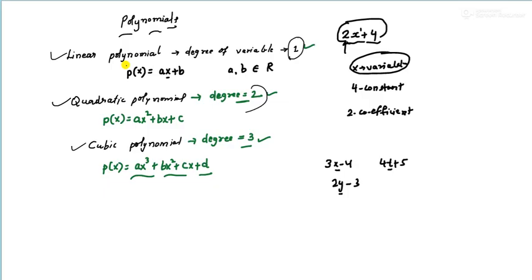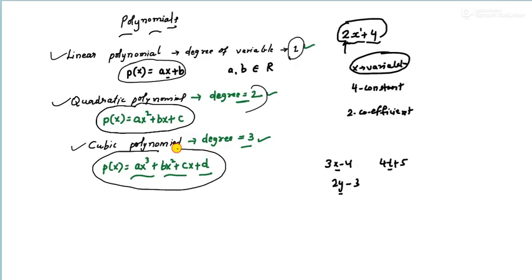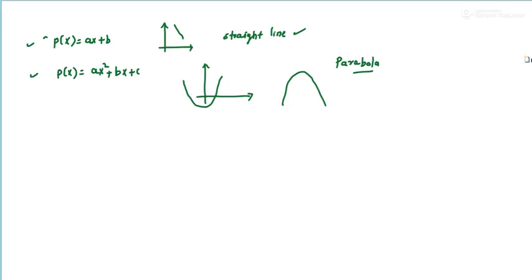And you all know the standard form. So this is the standard form of linear, ax plus b. For quadratic, it is ax square plus bx plus c. And for cubic, it is ax cube plus bx square plus cx plus d. Okay. So this we have seen already.